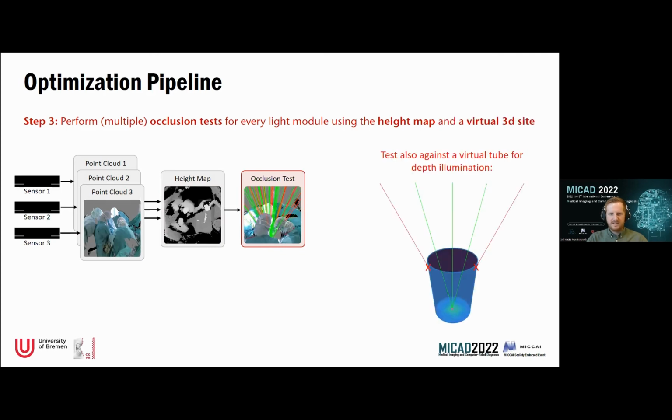Since surgical sites might be deep and we have to be able to illuminate the surgical site in depth, we also perform the occlusion test against the virtual site. For simplicity, we use a tube which is virtually placed at the surgical site, where the hole at the top represents the opening of a surgical site. This way, we know which light modules can penetrate into the surgical wound and which can't.